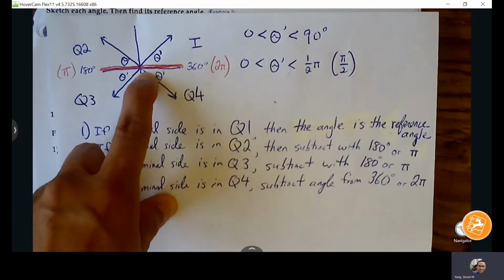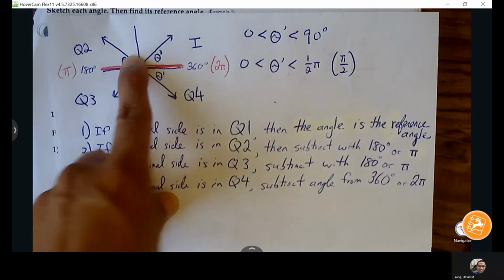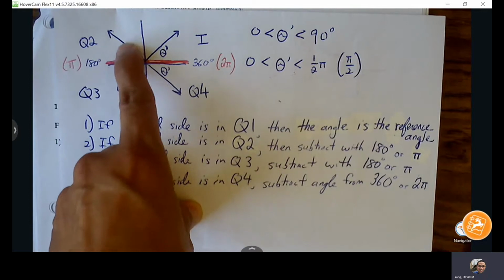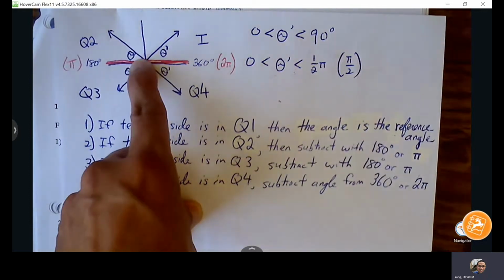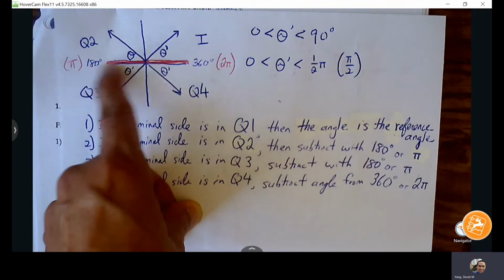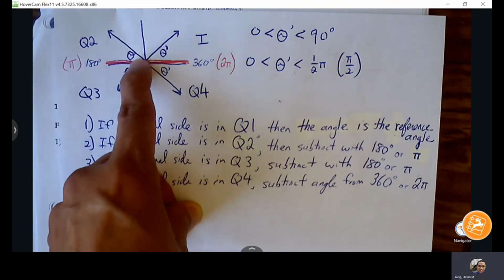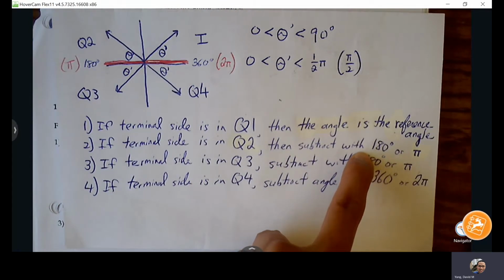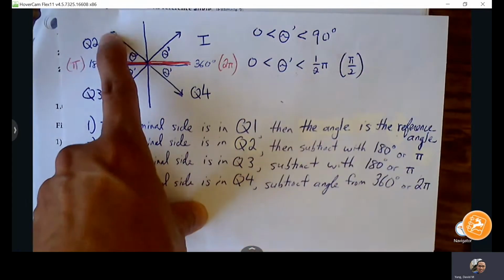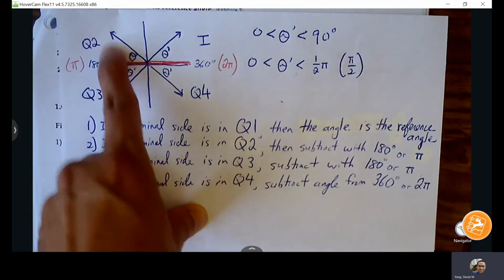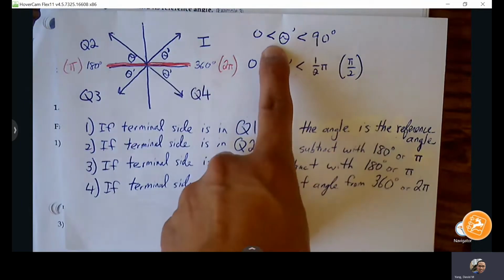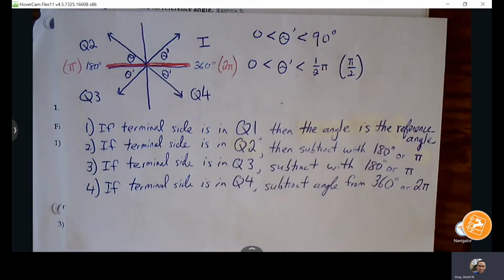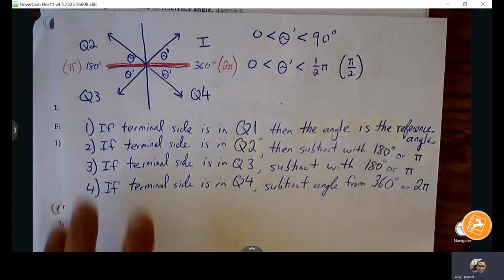If your terminal side lands in the second quadrant, then if I ask you for the reference angle, I'm asking you for that angle measure between the terminal side and the x-axis here. The way you can find that angle measure is by subtracting from 180. 180 minus whatever that angle is, let's say it's 150, will get you a reference angle that is not only positive, but lands nicely between 0 and 90. It has to be an acute angle between 0 and 90.